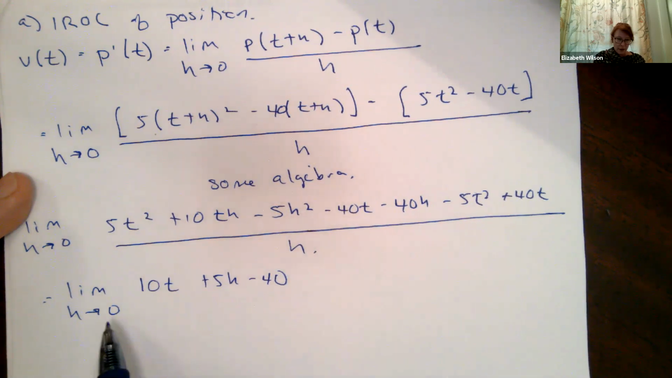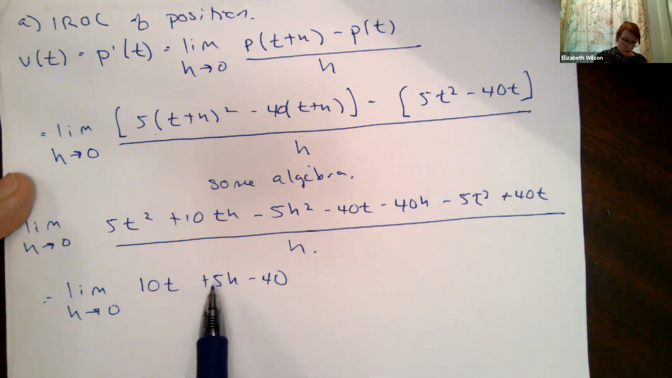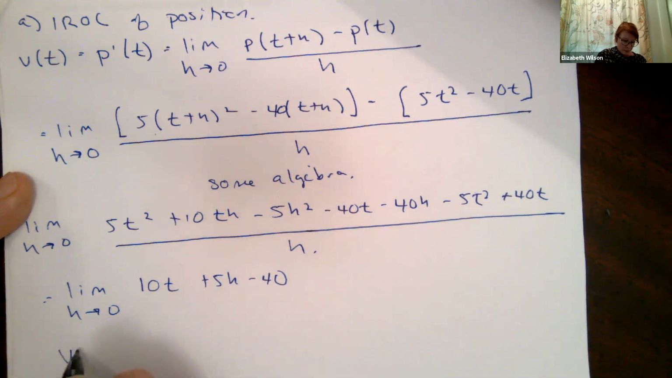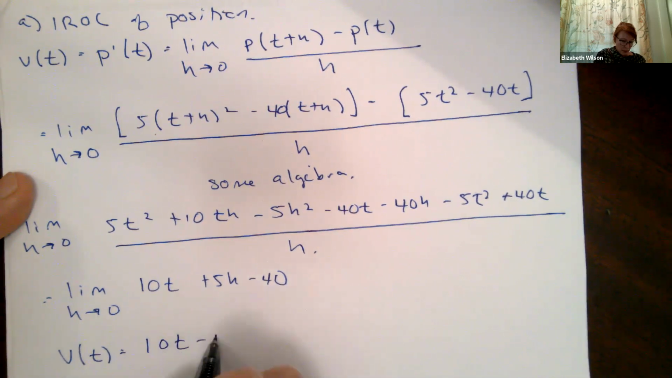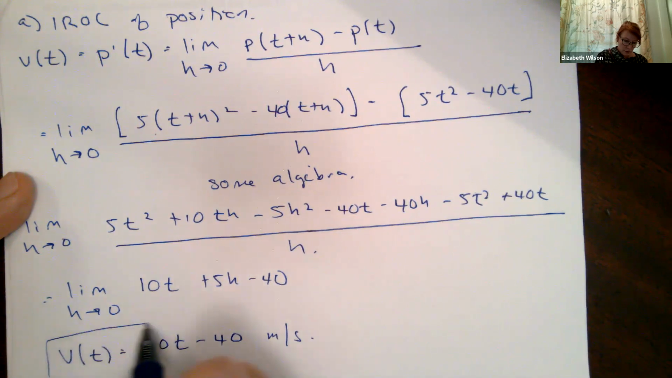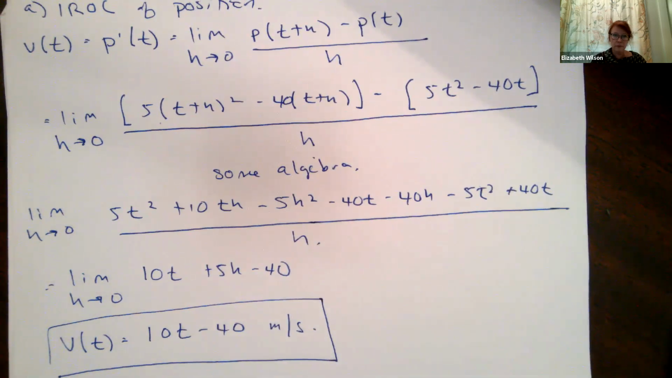Now I don't have an h in the denominator anymore, so I can work through this, which means that my velocity, once I evaluate the limit, is equal to 10t minus 40. And this is in meters per second. Give yourself plenty of space to work with the algebra.